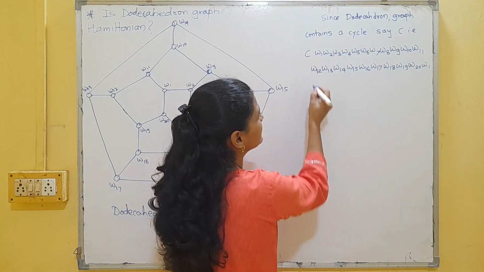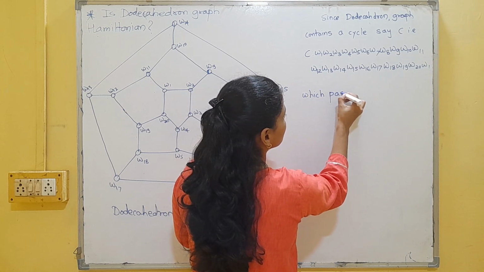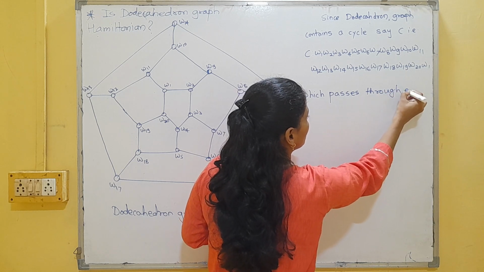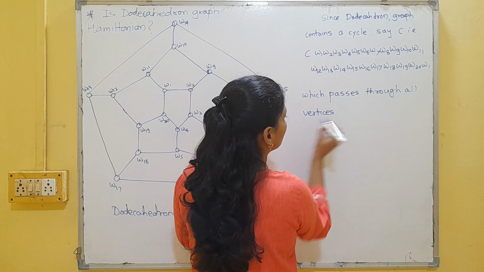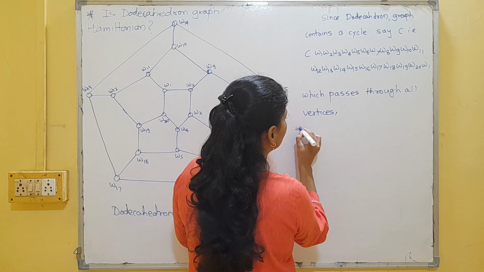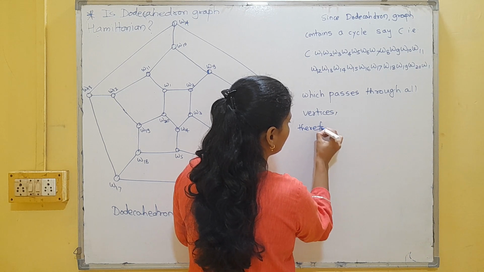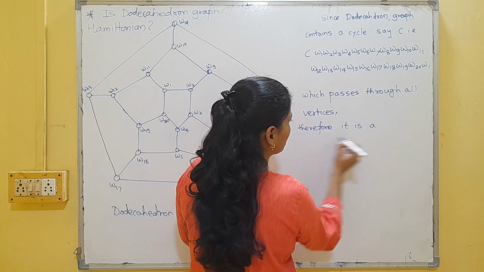Since the dodecahedron graph contains a cycle C which passes through all vertices, that implies, or therefore, it is a Hamiltonian graph.